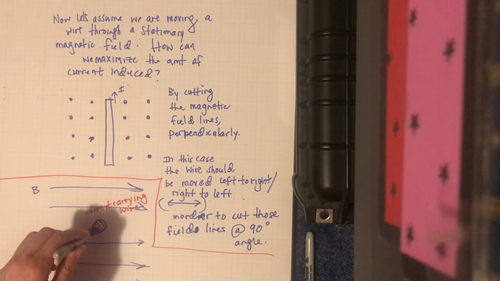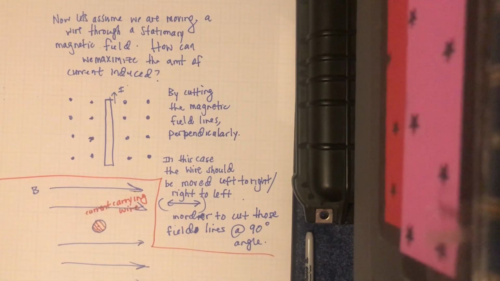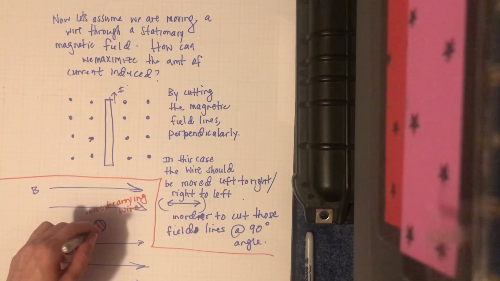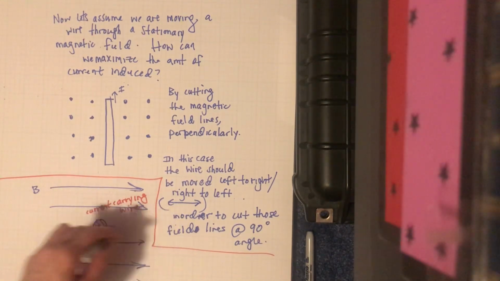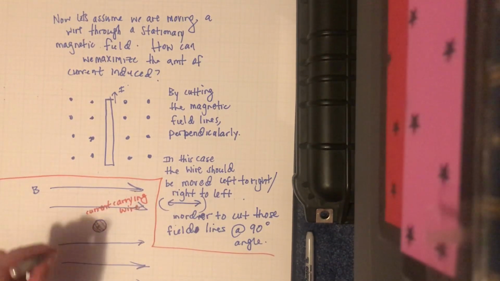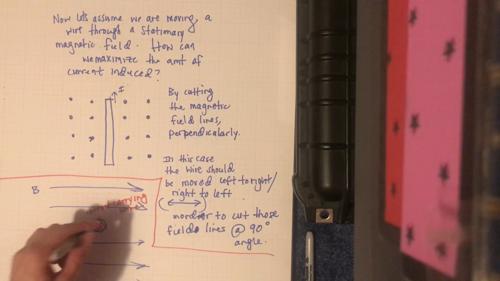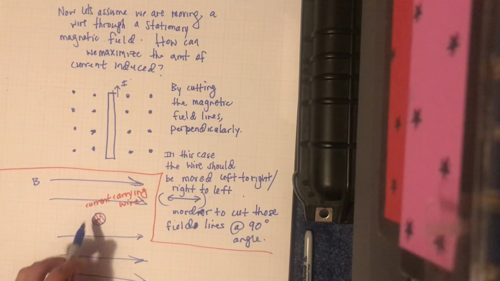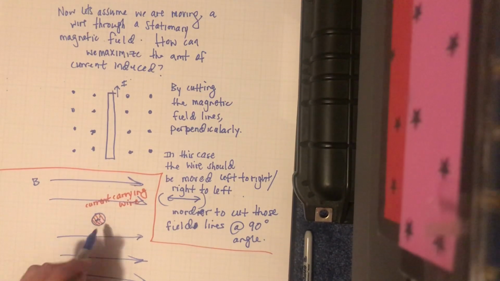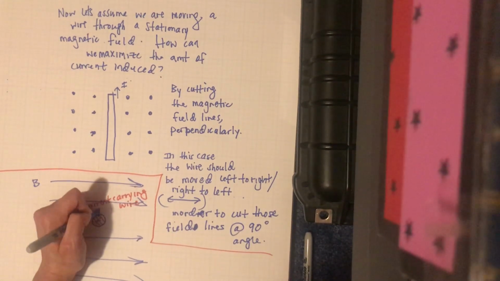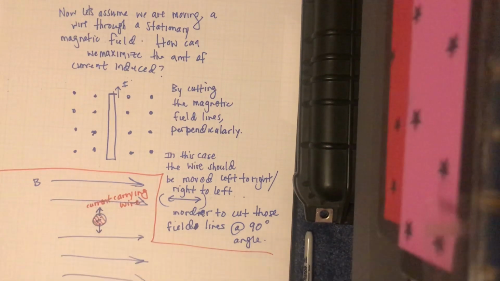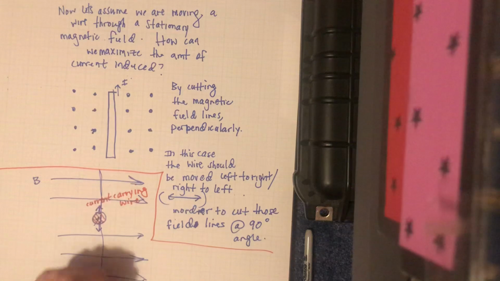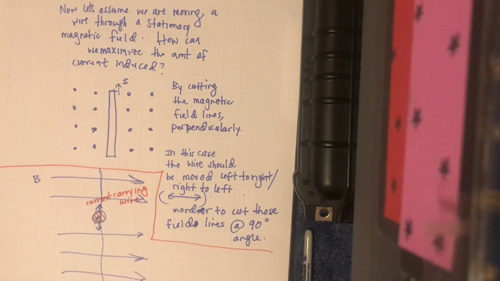Well, I need to cut those lines perpendicularly. Right now this wire is sticking out of the page. If I move this wire side to side, I'm not going to get any current because I'm not getting the magnetic force to act on that wire. So in order to get current traveling through this wire, I'm going to need to move it up and down in order to induce the current. Because if I do that, I will be cutting through these lines perpendicularly.